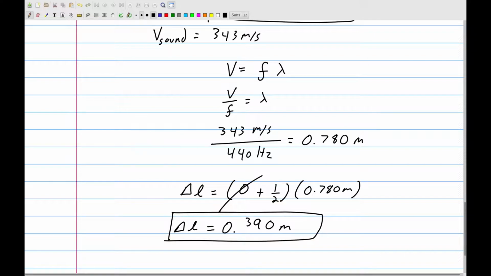0.390 meters, or about 39 centimeters. Let's try one more example that's a little bit closer to what we just saw. So let's imagine we have a speaker here and a speaker here, and they're separated by a certain distance. Maybe let's make them, keep the math easy, 1 meter apart.